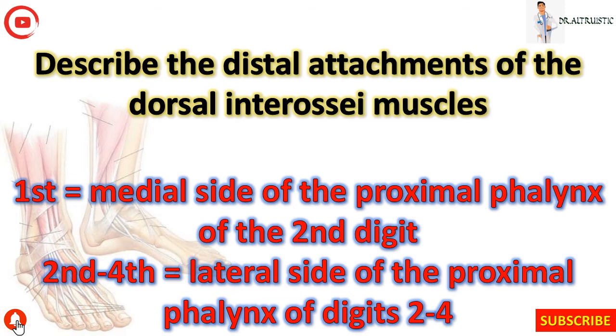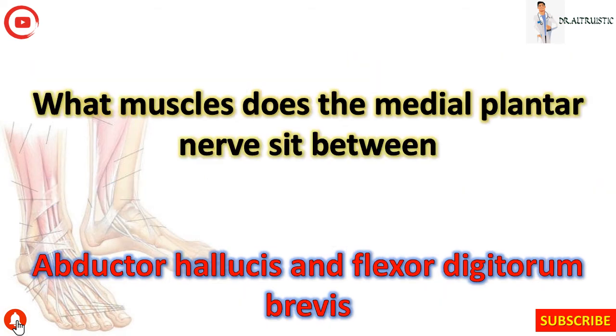Describe the distal attachments of the dorsal interossei muscles. First equals medial side of the proximal phalanx of the second digit. Second to fourth equals lateral side of the proximal phalanx of digits 2 to 4. What muscles does the medial plantar nerve sit between? Abductor hallucis and flexor digitorum brevis.